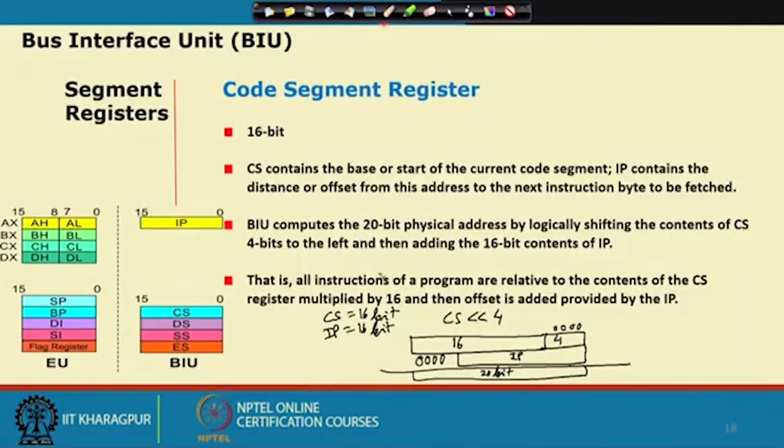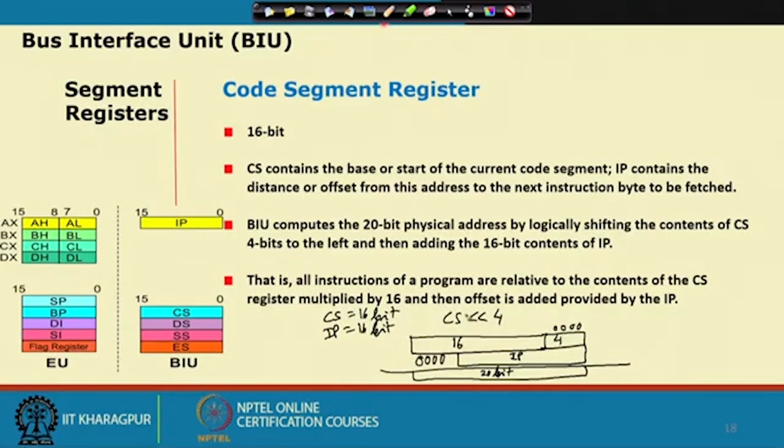All instructions of a program are relative to the content of this CS register multiplied by 16, and then the offset is provided by IP. This provides a very good facility for loading the program at different places. If at some point we find that the program can be loaded from memory location 1000, then the CS register can be initialized to 1000 shifted right by 4, and then IP. While actually running the program, CS will be left shifted by 4 bits.